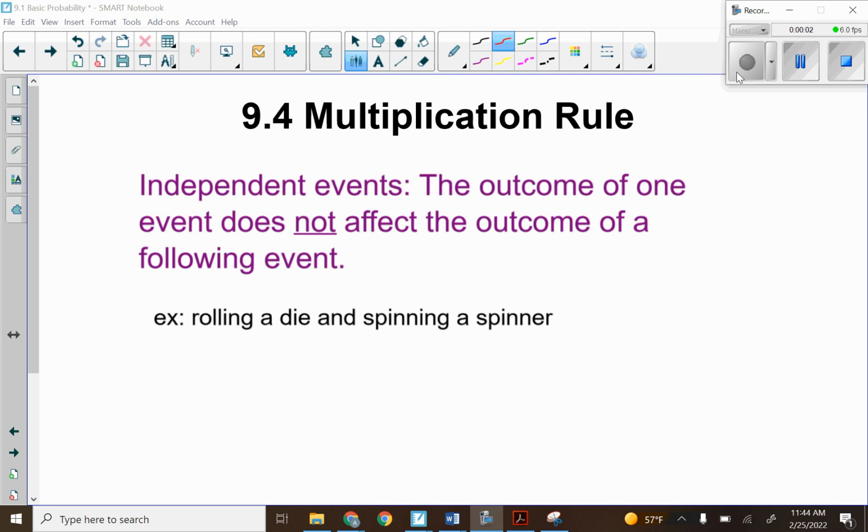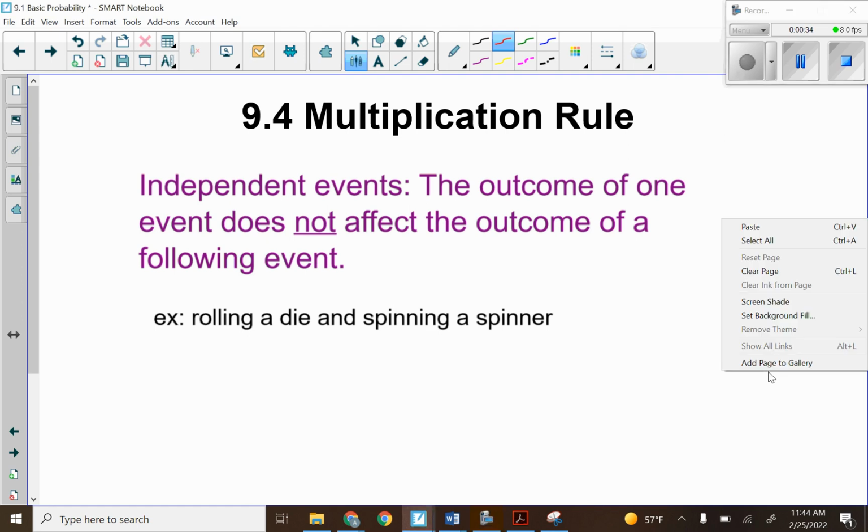9.4, we're looking at our multiplication rule. So in this lesson, we need to know the difference between independent events and dependent events. Independent events means the outcome of one event does not affect the outcome of a following event. For example, if I roll a die and then I spin a spinner, those have no connection to one another. So the second event's not going to be affected by the first.